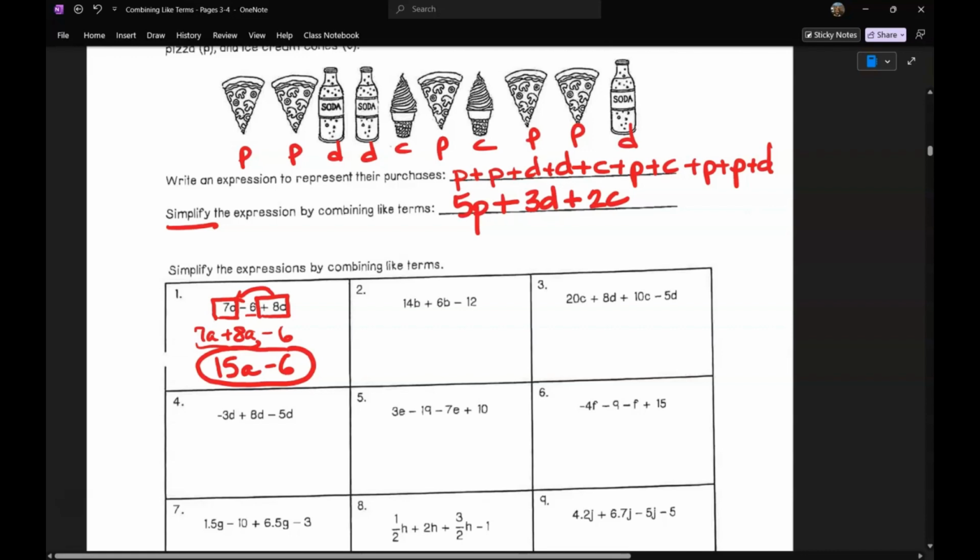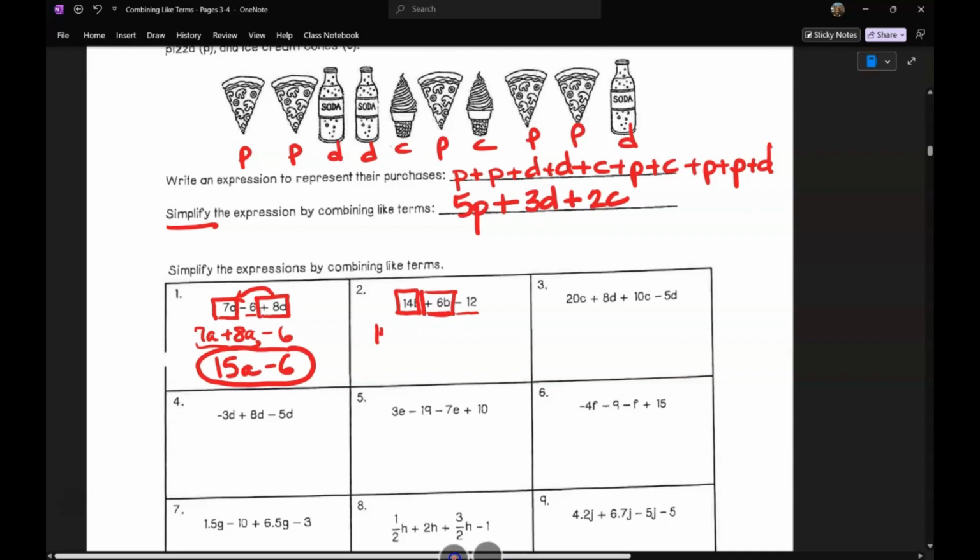Let's try another one. We've got 14b plus a 6b and a -12. Are there any that have the same variable? Yes, the 14b and the plus 6b. So let's put a box around it. Remember to put any operation in the box in front of it.